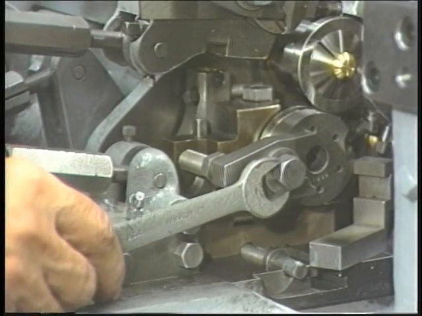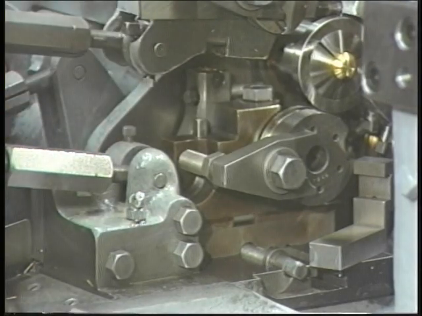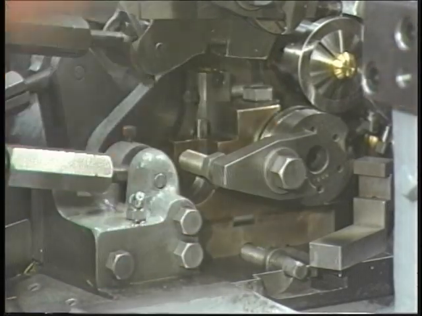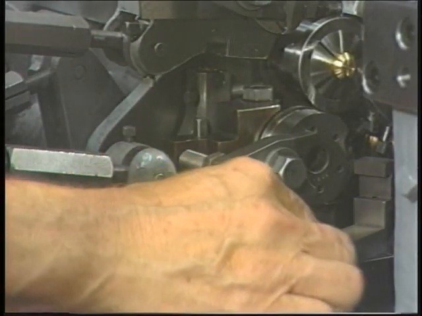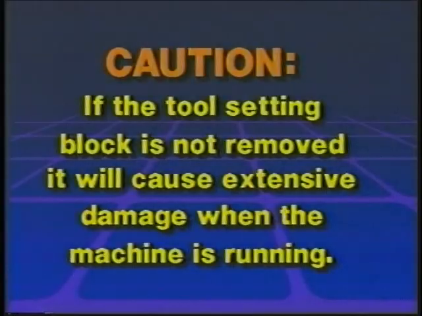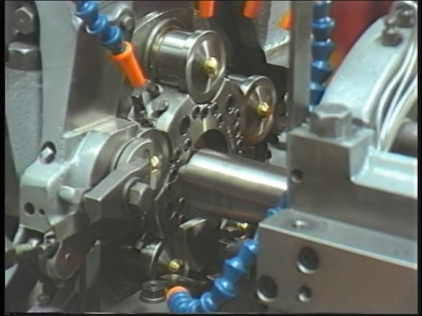Tighten the tool clamp bolt. Then take up the backlash on the worm by turning the worm counterclockwise again. Once the tool has been set to center, remove the tool setting block from the cross slide. Note, if the tool setting block is not removed, it will cause extensive damage when the machine is running. After all the above procedures have been followed, run a workpiece.